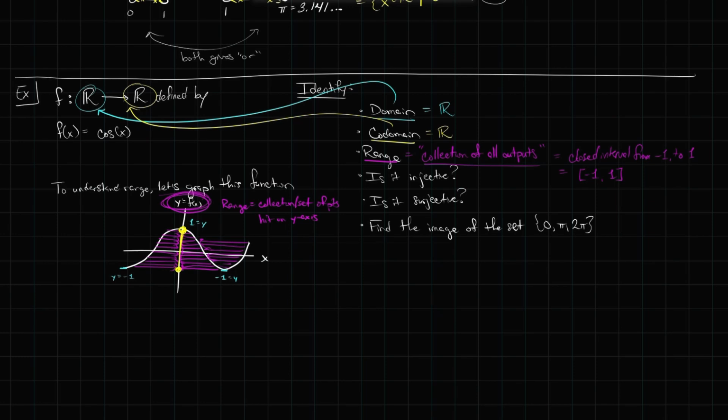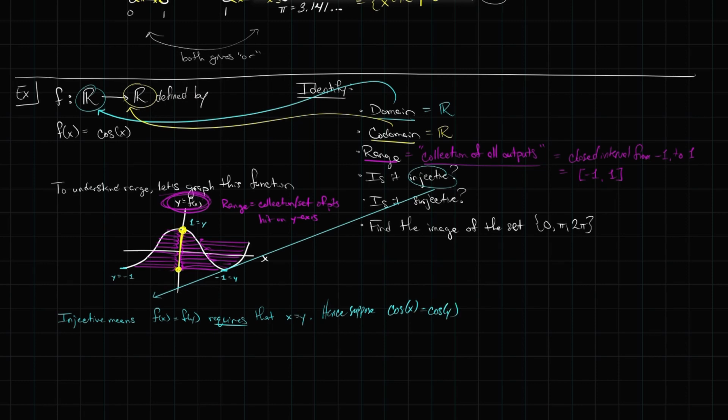Is it injective? Now let's remember what this word injective means. Injective means f of x equals f of y requires that x equals y. So what does that mean with regards to our function here? Suppose cosine of x equals cosine of y. Now let's be careful. I have a habit of using y there and y there.